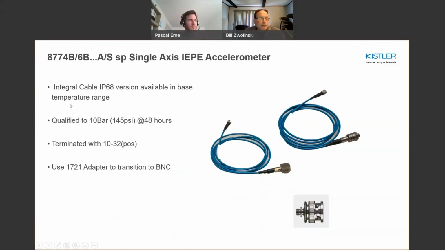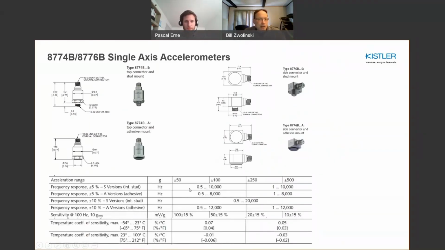There's also a single axis version, which sometimes is a nice cost saver, and it also has waterproofed or IP68 cabling, which is also rated for 10 bar or 145 psi as well. Certainly, these sensors cover 50G on up to 500G and are very flexible and give you the IEPE signal format, and very much a dynamic sensor. Not really useful for measuring low frequencies below, say, 1 hertz, 1 to 2 hertz.